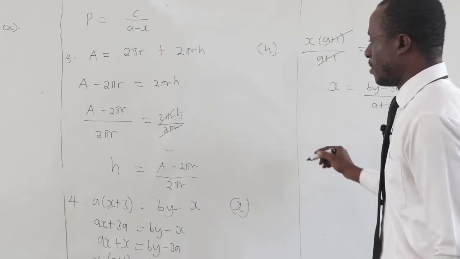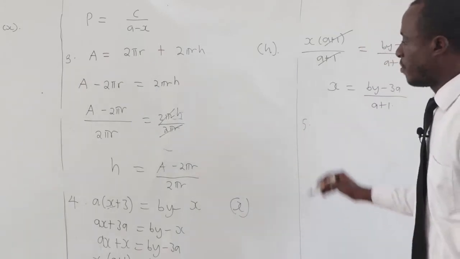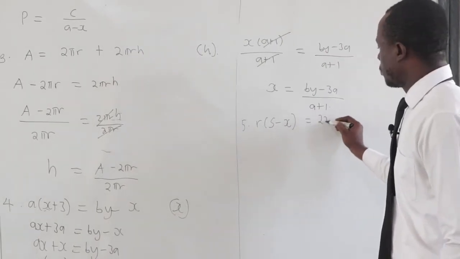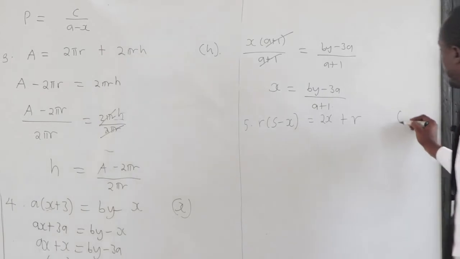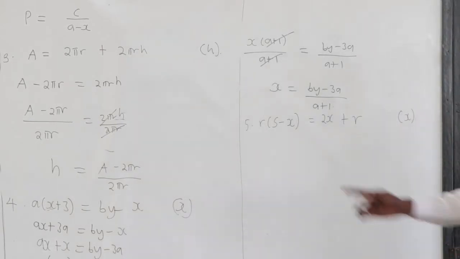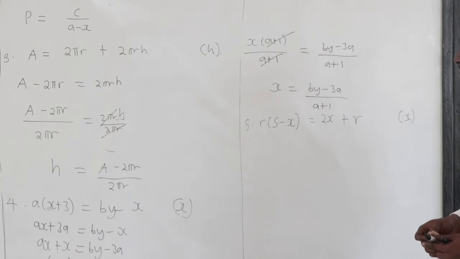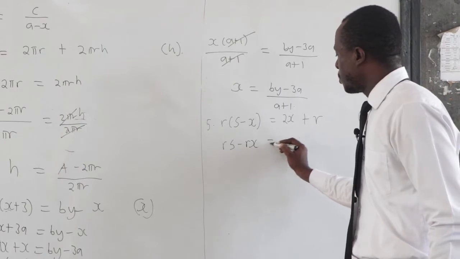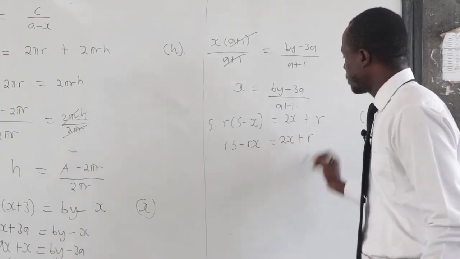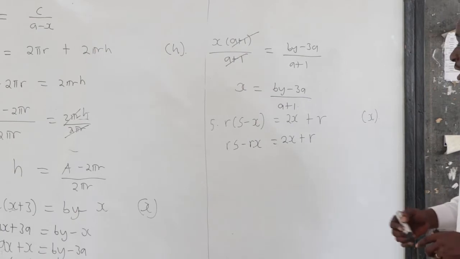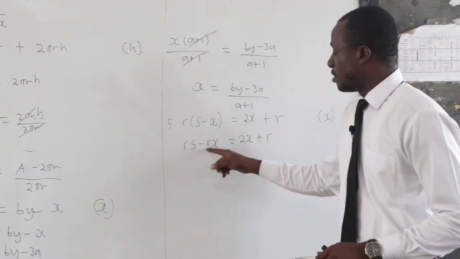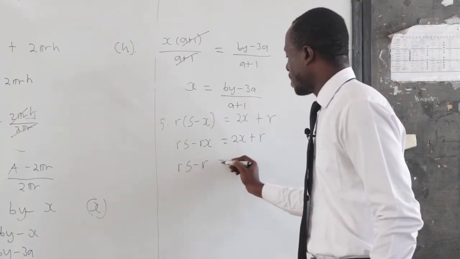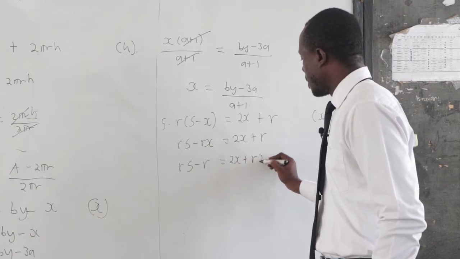Now let's see the fifth question. We have r(s minus x) equal to 2x plus r. What do we want to do? We want to make x the subject. So what do we have to do? Use the distributive property to expand. So here we have rs minus rx equal to 2x plus r. From here, what do we do? We group like terms and we make x the subject. So this is supposed to cross to this side and this is supposed to go there. So you have rs minus r equal to 2x plus rx.